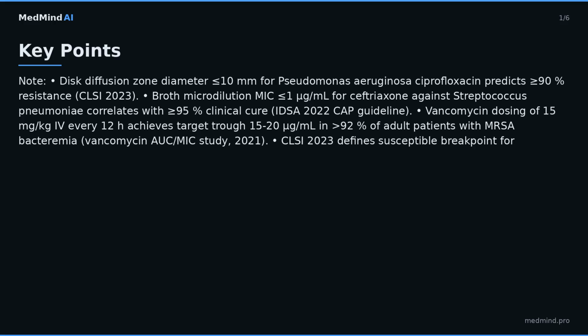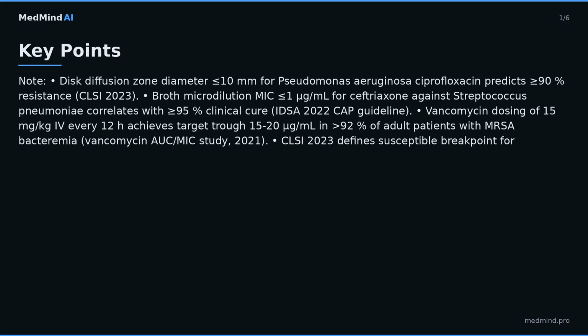Key points. Note, disc diffusion zone diameter less than or equal to 10 mm for Pseudomonas aeruginosa ciprofloxacin predicts greater than or equal to 90% resistance, CLSI 2023. Broth microdilution MIC less than or equal to 1 µg/ml for ceftriaxone against Streptococcus pneumoniae correlates with greater than or equal to 95% clinical cure, IDSA 2022 CAP guideline.